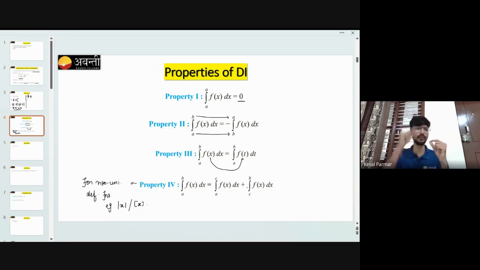I can write it as a to c plus c to b. I hope it is clear. So this splitting at c is done where the function is non-uniformly defined, or in simple language where the function is discontinuous. Got it? We'll see such examples.